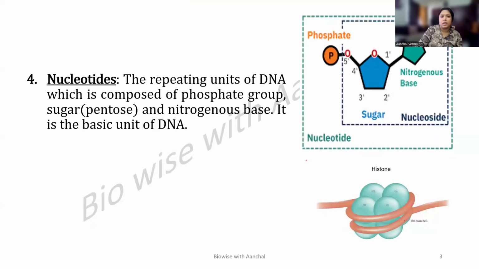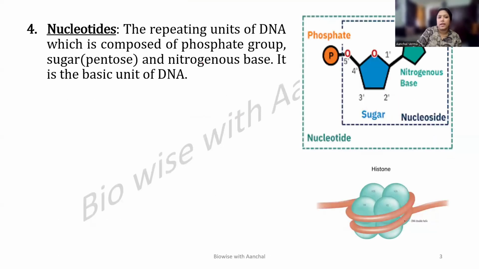Next one, nucleotide. Nucleotide has three things present: the sugar, the nitrogenous base, and the phosphate group. You can say that a nucleotide is a nucleoside plus the phosphate group. This diagram makes it very clear. The phosphate is not in the nucleoside, so nucleoside plus phosphate will give you the nucleotide.